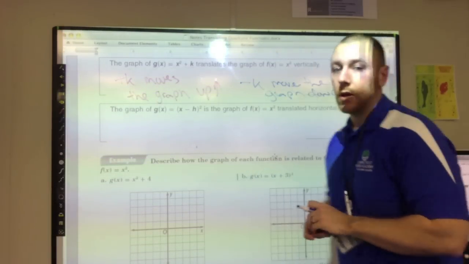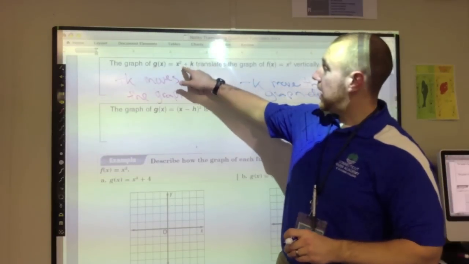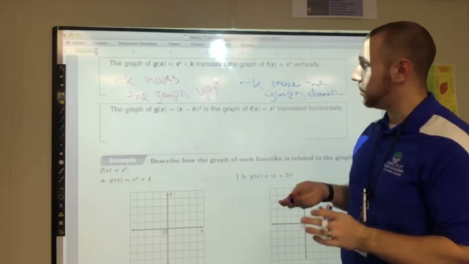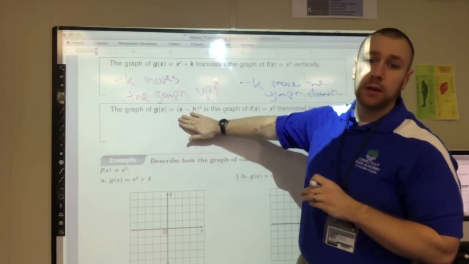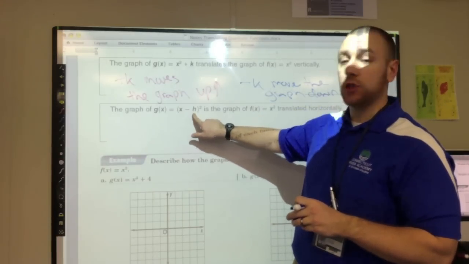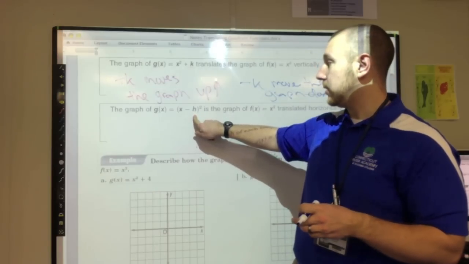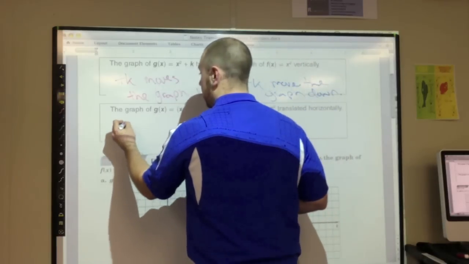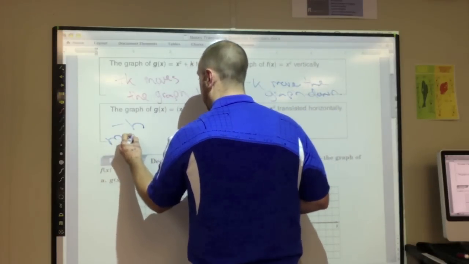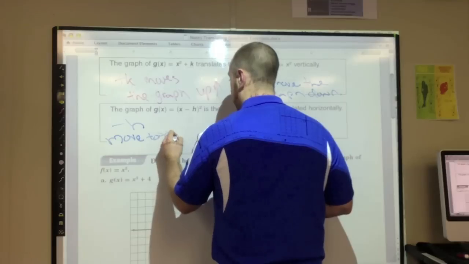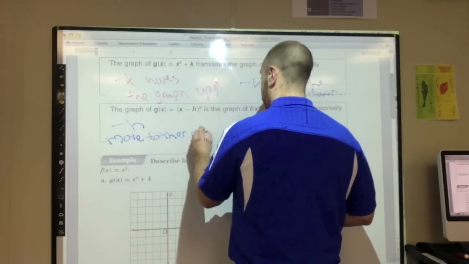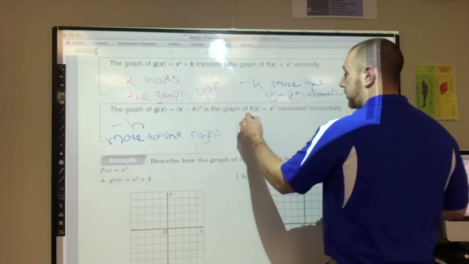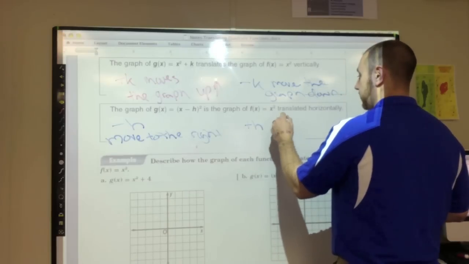Okay? So, you notice here with the plus k, it's not inside the parentheses. It's outside. You're not going to see any parentheses. While here, it is inside the parentheses, the h. The h moves it horizontally. Okay? Now, if you see a minus h, it's actually going to move to the right. Okay? And a plus h is going to move it to the left.